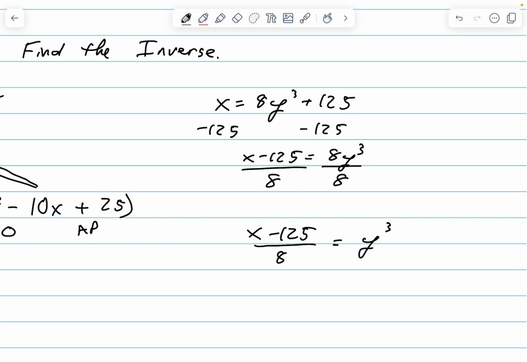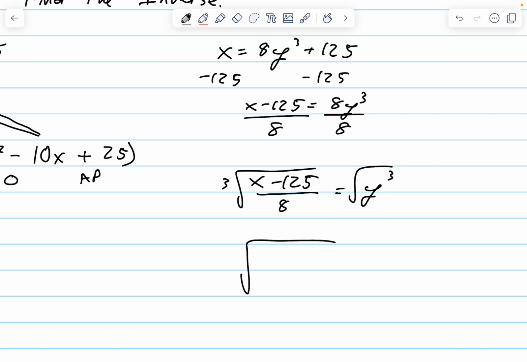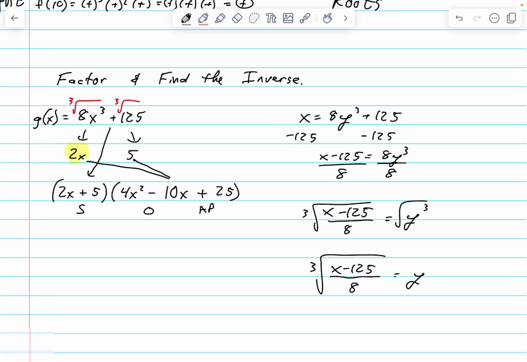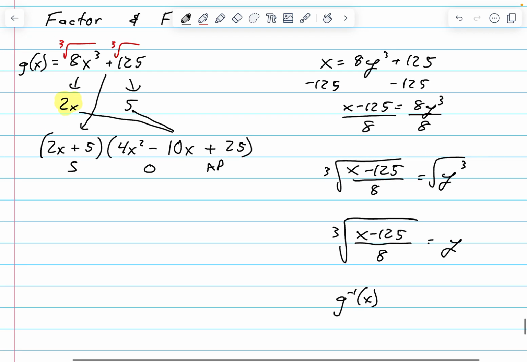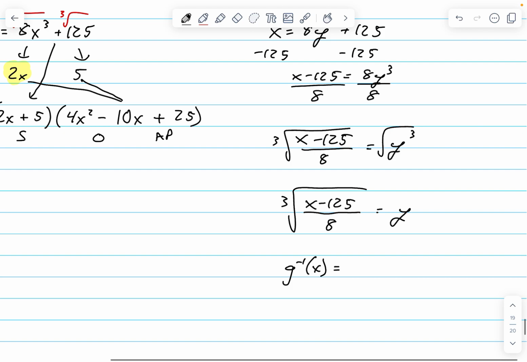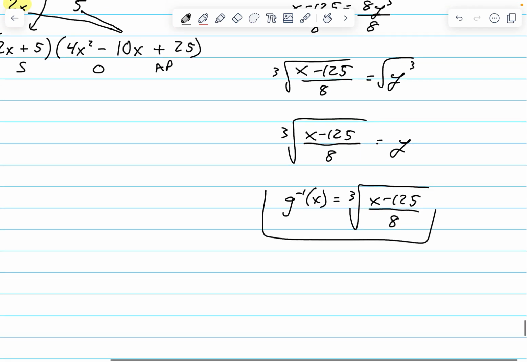And I have y cubed. To get the y isolated, I cube root both sides. And I have the cube root of x minus 125, all over 8, is y. And we always write our answer with that format. The original function was g, so the inverse, g inverse of x, equals the cube root of x minus 125 over 8. This would be my answer.